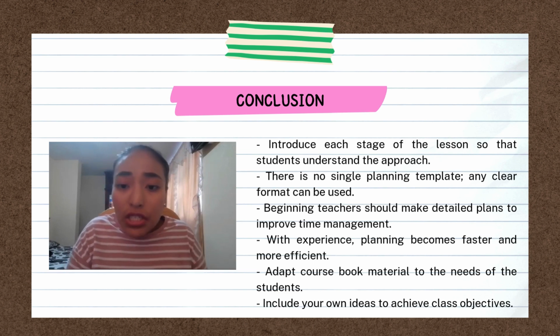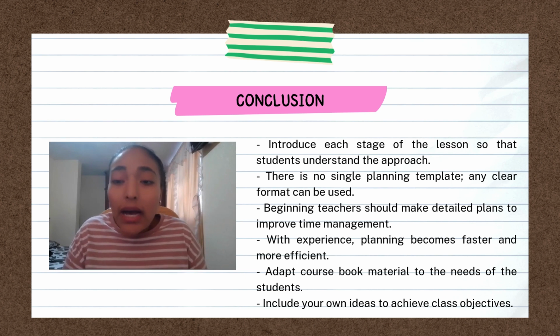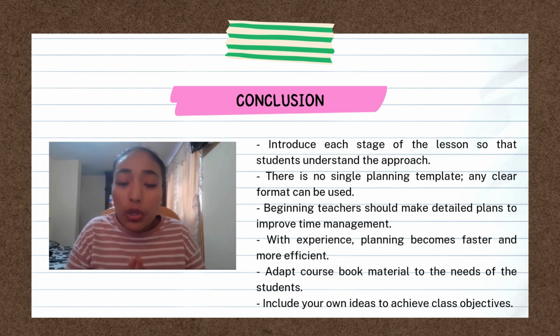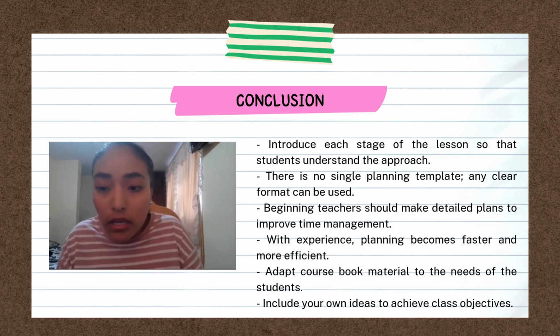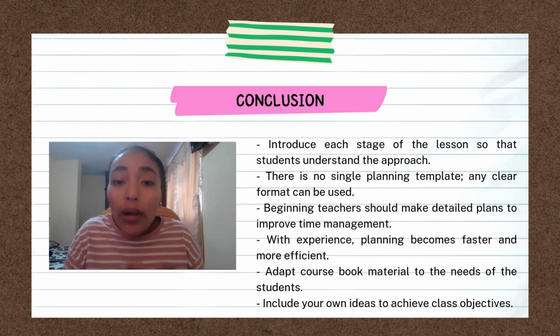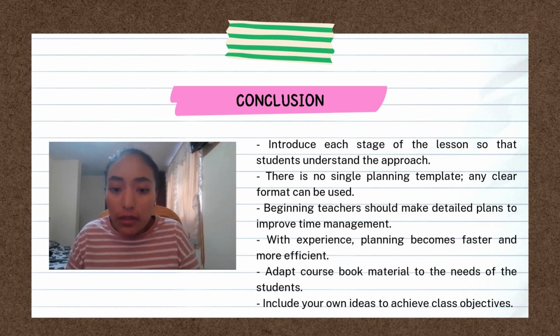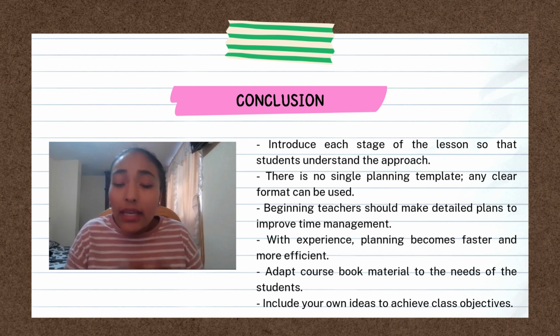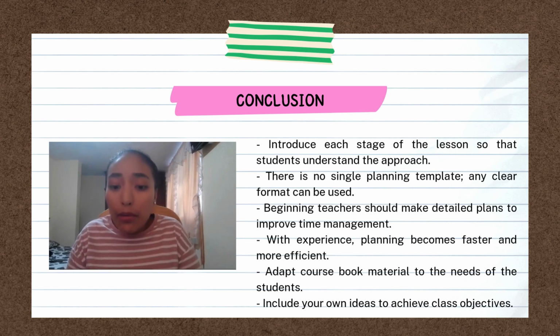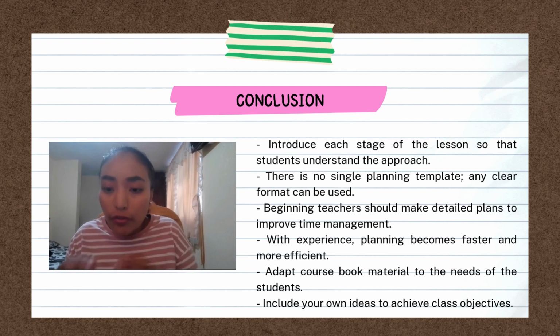When beginning a teaching career, it is advisable to make very structured and detailed lesson plans. This helps to follow a logical sequence in teaching and to better manage time in the classroom. With experience, planning becomes faster and more efficient. As teachers gain practice, they can reduce the level of detail in their lesson plans, relying more on their experience to improve and adjust activities as the lesson unfolds.